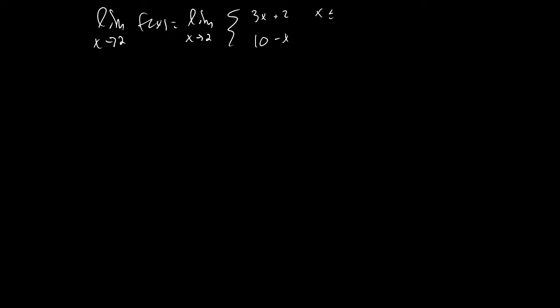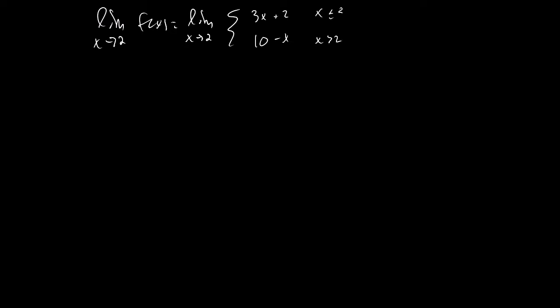Now they're changing up on us. We got some piecewise functions. So find the limit as x approaches 2 of f of x, which just happens to be the limit as x approaches 2 of 3x plus 2 over 10 minus x.